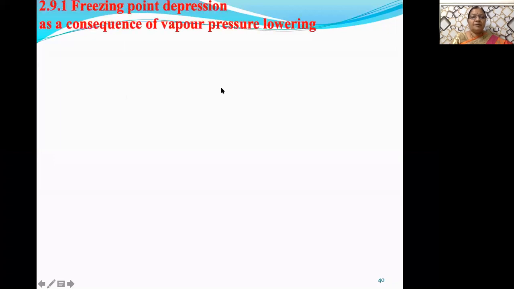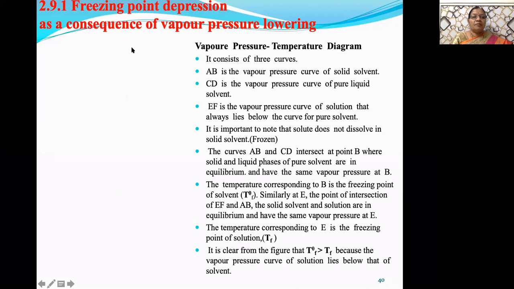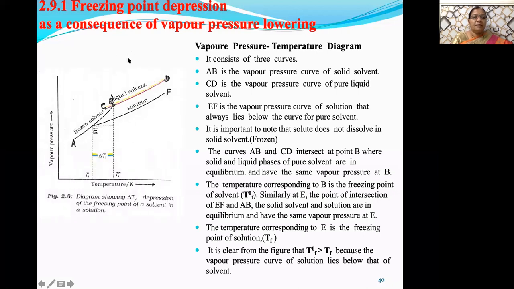In the previous video, I discussed the colligative property, freezing point depression. Now, what is freezing point? It is the temperature at which the vapor pressure of the liquid and solid phase of that substance becomes the same. That temperature is known as the freezing point.